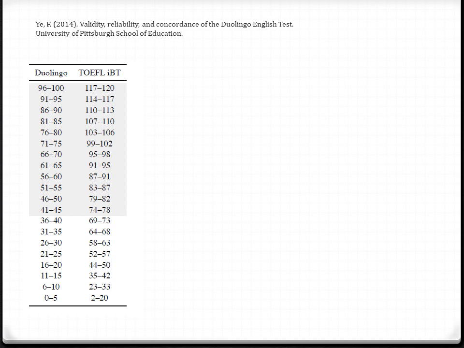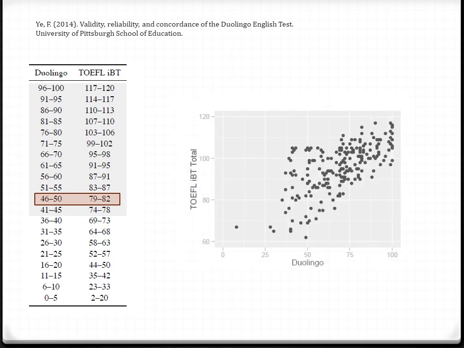Well, if you look at this table of numbers, you'll see that if our TOEFL score is somewhere around 79 or 80, that just means 46 to 50. So one thing we can do is look at this table and set our score to be 46.